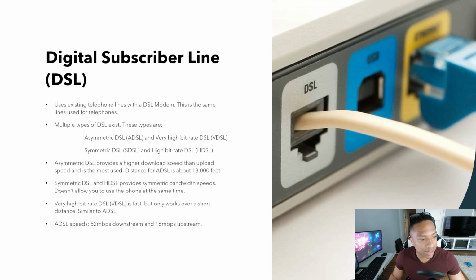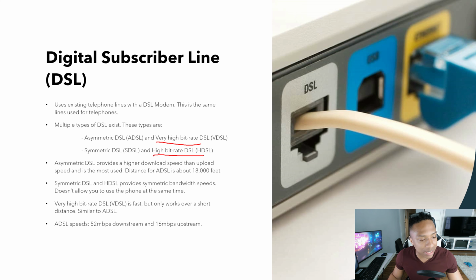Let's go ahead and talk about DSL. DSL uses existing telephone lines with a DSL modem. Same lines used for telephones. And this is where it kind of gets confusing. So multiple types of DSL exist. Asymmetric DSL, which is the most commonly used DSL. There's also symmetric DSL. I'm not sure if the test goes over very high bit rate and high bit rates, but I did include it. But for now, we're just going to talk about asymmetric DSL because it is the most commonly used DSL.